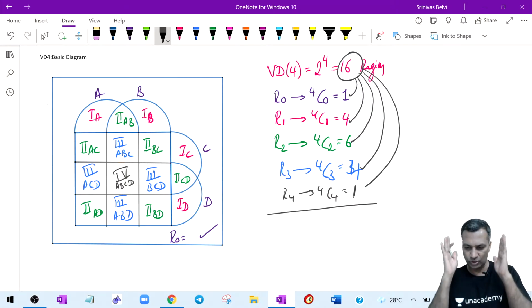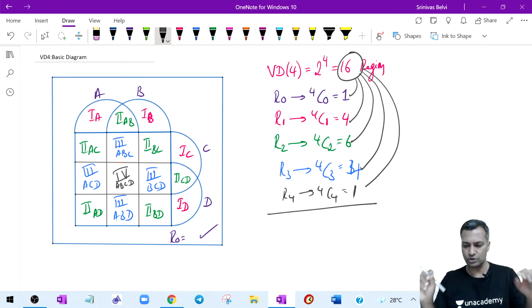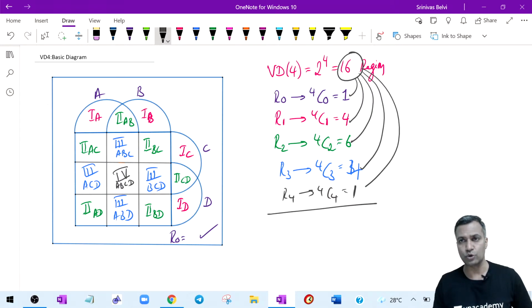So you just need to have this photographic memory. Where are my region 1s? Where are my region 2s? Where are my region 3s? And where are my region 4s? If you have that photographic memory, then when you are trying to fill in the diagram, you will be able to quantify and identify things a little faster and better. Okay, fine. So this should give the things in perspective, and we are good for practice.